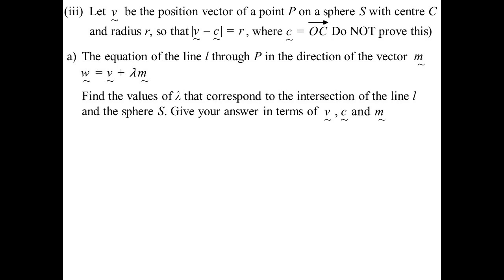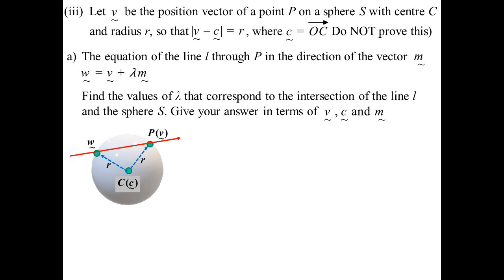Find the values of lambda that correspond to the intersection. We can see from what they've asked, it's not going to be a nice, lovely number or something like that. It's going to be in terms of V, C, and M. So just drawing a picture here to try and get my head around what's going on. So I've got a sphere. P is sitting on the, I guess you still call it a circumference, the surface of the sphere. There it is there. And we know its distance to the centre is R.